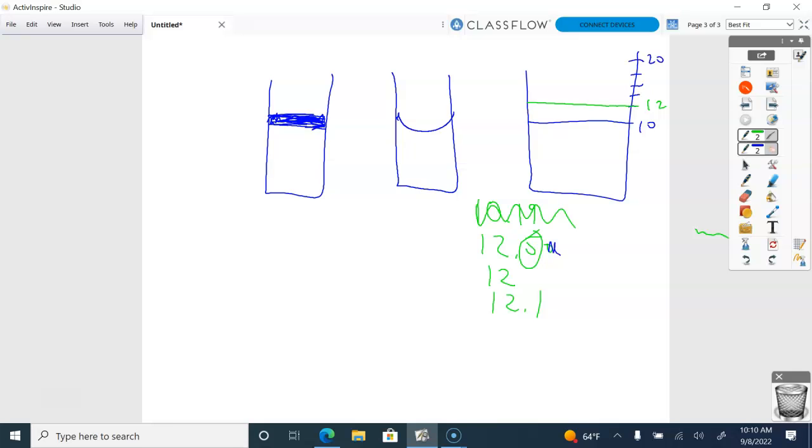Now, 12.5 I'm not sure is a great measurement because I don't think it's halfway between a quarter of the way up on the next cell, but that's okay. We're measuring the bottom, right? So I would say it's closer to 12.1, but 12.5 would be okay.